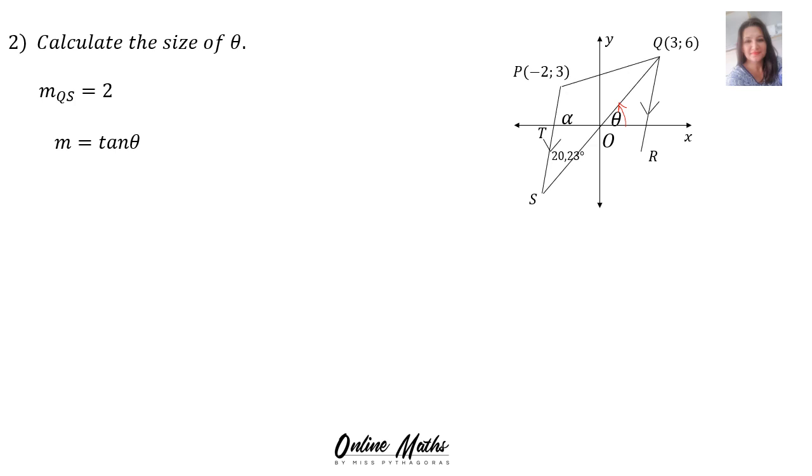m is tan theta. And from the previous sum, we worked out that the gradient of QS was 2. Therefore, 2 is tan theta. And then to work out the angle with your calculator, you're going to say shift tan 2 equals. And then the answer, theta's size, is 63,4 degrees. And remember, you can use that now in the next question.